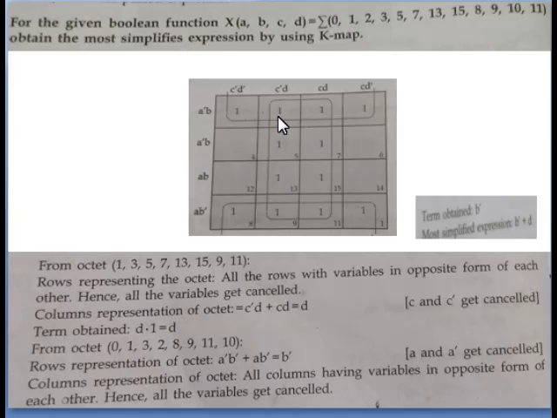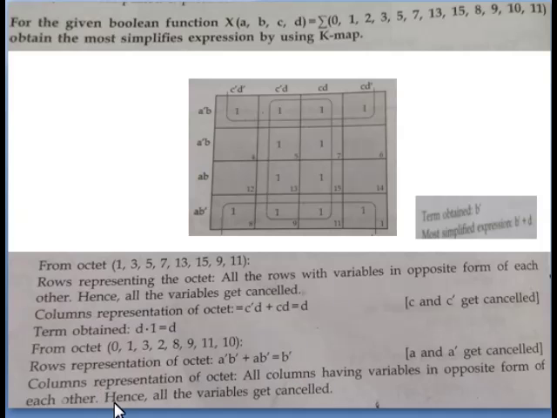From the second octet, this is the second octet. By folding the map we got the next octet. The row representation is A dash B, A B dash. Here the variables A dash and A are opposite to each other, so we will get the variable B dash. In the column all the variables are opposite to each other, so they get cancelled, so we will get 1. So the term obtained is B dash.